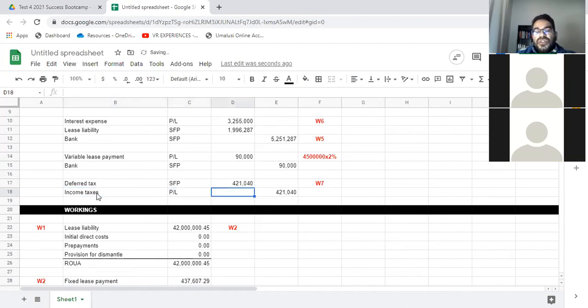So all of these amounts go through profit or loss. The lease liability, the interest expense go through profit or loss. The right of use asset, the depreciation goes through profit or loss. So therefore the full deferred tax income statement impact will go through profit or loss.